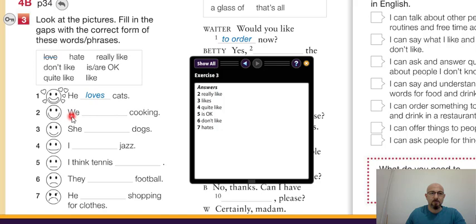We say number one, he loves cats. We really like cooking. She likes dogs. And I quite like jazz. I think tennis is okay. They don't like football. He hates shopping for clothes.